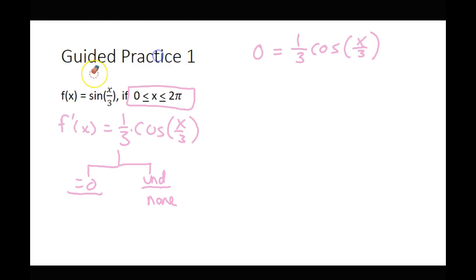Now, I'm not sure how your previous teachers did it, but I'm going to teach the way I did it. Anytime you have extra stuff in here, other than just an x, we're going to replace it with a u, kind of like u substitution, right? So we have 0 equals 1/3 cosine of u. And now we're just going to solve this the way we normally would. Okay? So multiply both sides by 3.